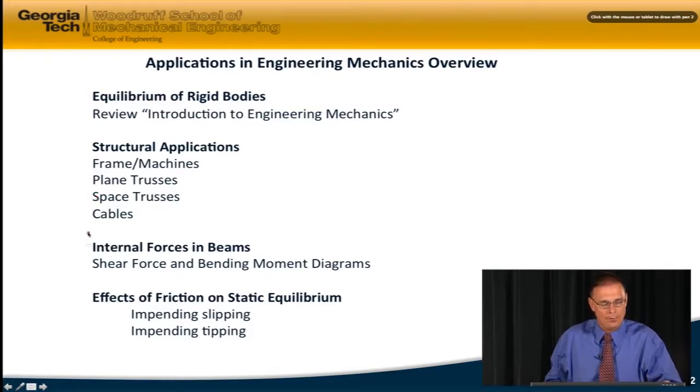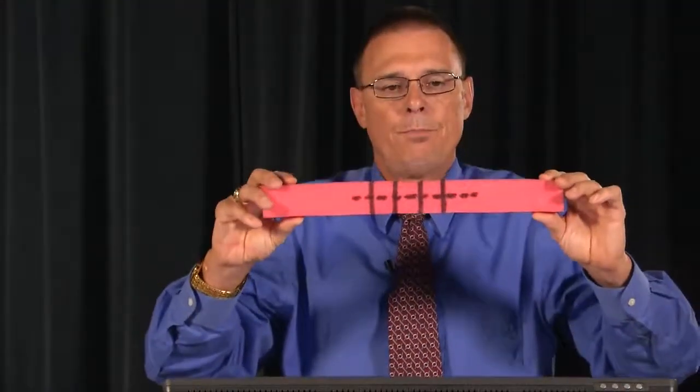Now we're going to jump down for this next section of the course and talk about internal forces in beams, and we're going to look at what's called shear and bending moment diagrams. Then we'll go back and we'll finish up with looking at cables as structural applications, and finally the effects of friction on static equilibrium.